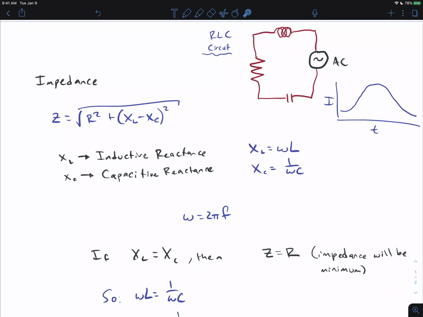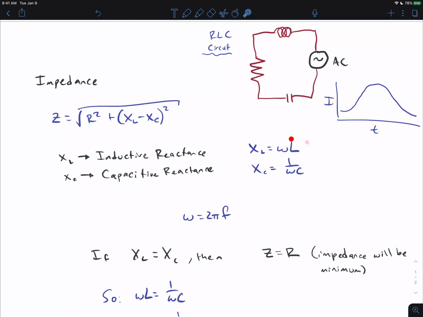But I have some resistance that comes from my resistance to charge flow, which comes from my inductor. This is going to be this inductive reactance. And then I have some resistance to flow of charge that's going to come from my capacitor. This is going to be called capacitive reactance, okay? And they're given by XL and XC.